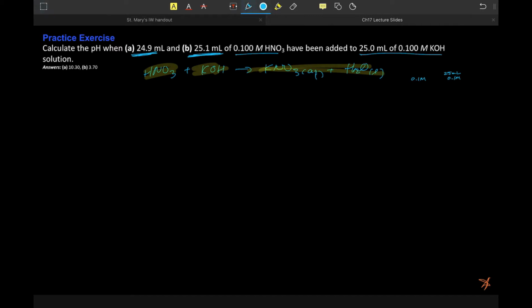Let's think about how many moles we have. So if we have 0.25 times 0.1, that would be 0.0025 moles, right? Initial. Versus here, if I have 0.0249, 0.00249 moles initially, right? And then, because this is a strong titration, it reacts completely.